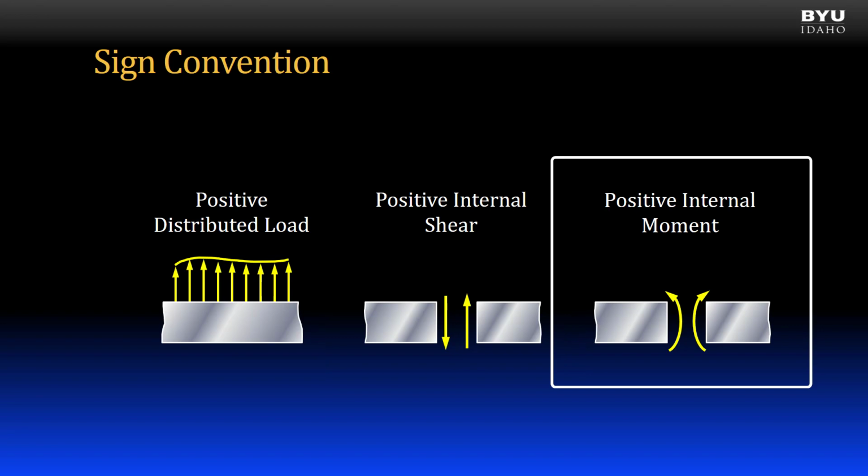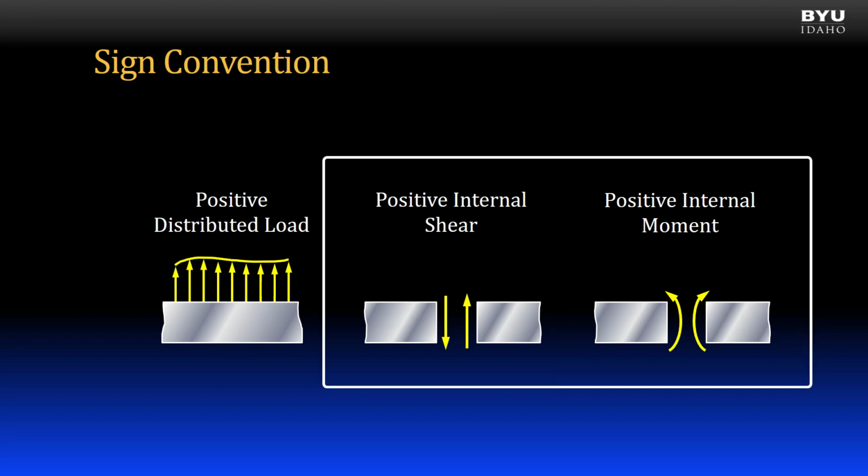For internal moments drawn on a cut section, if the beam is on the left side of the cut, the internal moment is positive counterclockwise. If the beam is on the right side of the cut, the internal moment is positive clockwise. Note that the internal shears and internal moments on either side of the cut are equal and opposite.